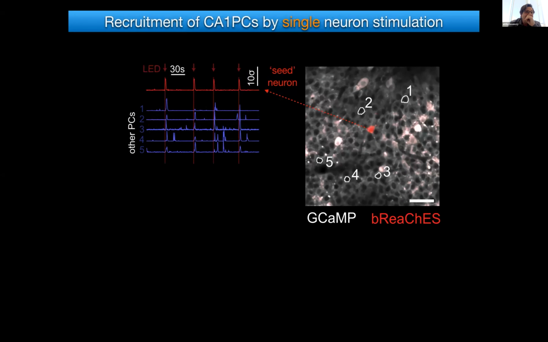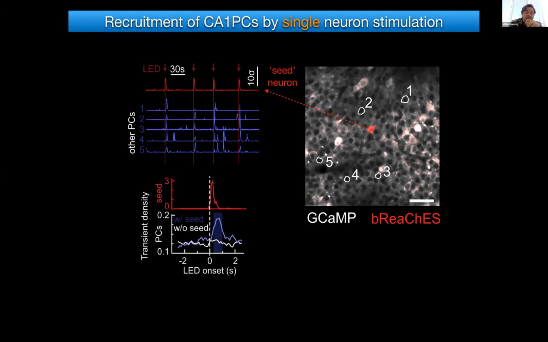So as you can see here in this single example and then the summary data, the stimulation of a single pyramidal cell was able to increase the activity in a subset of surrounding other CA1 pyramidal cells, which is consistent with previous reports of sparse recurrent excitatory connectivity between CA1 cells.